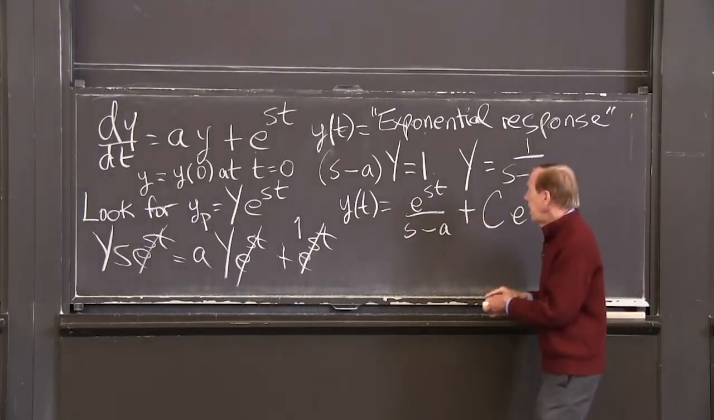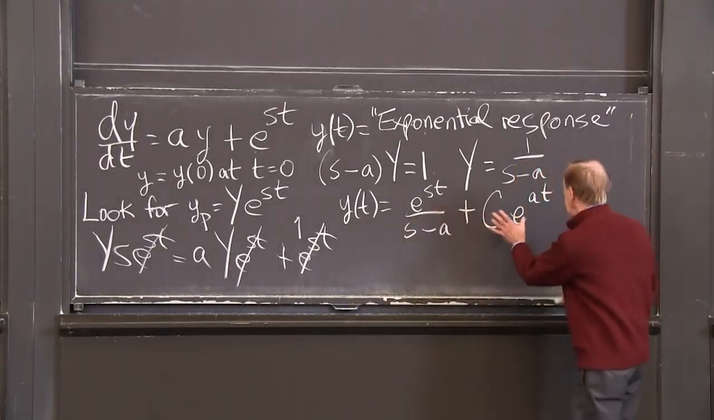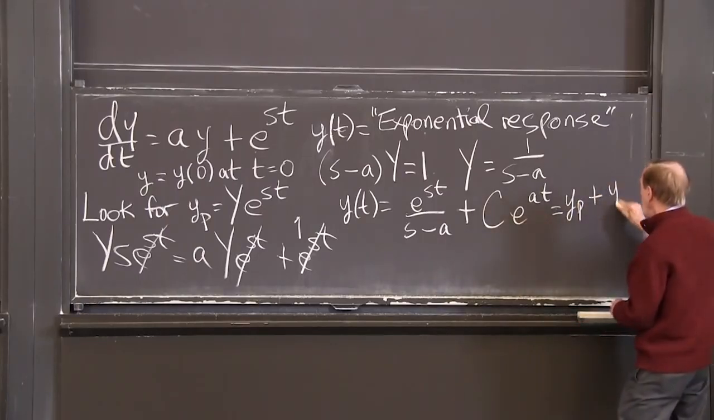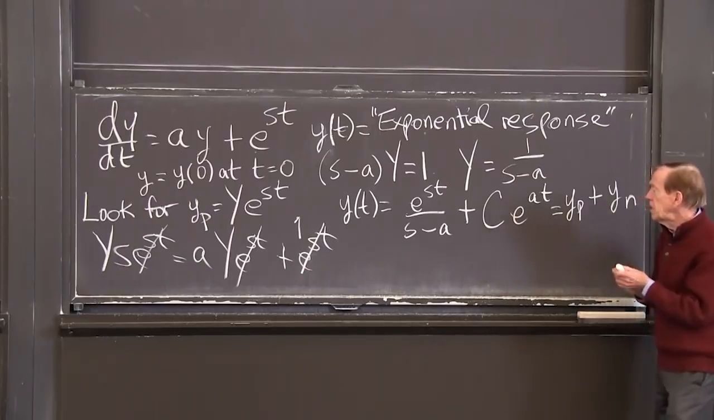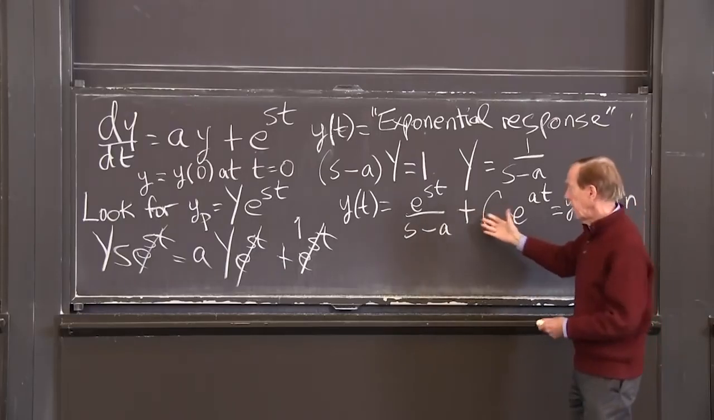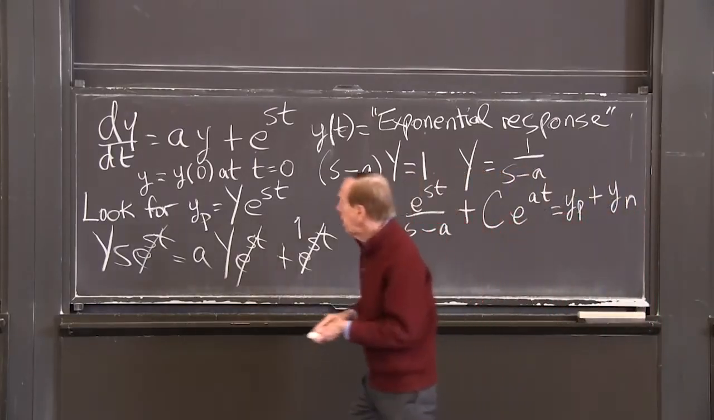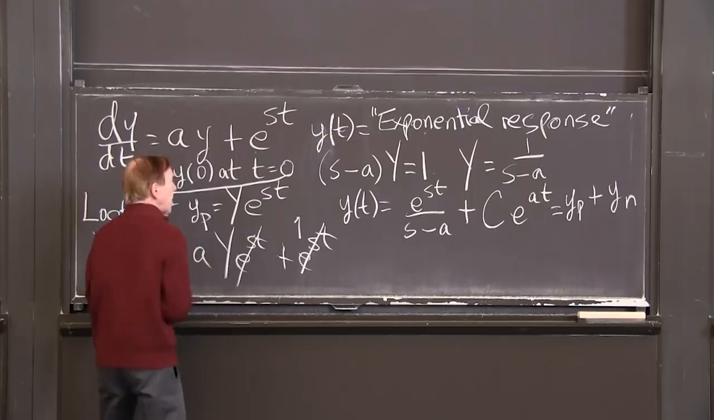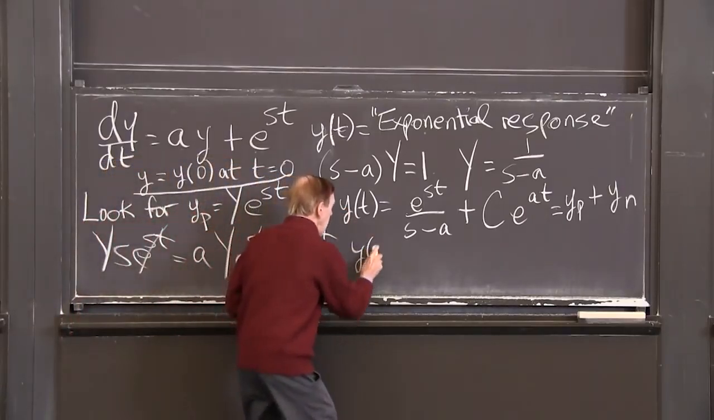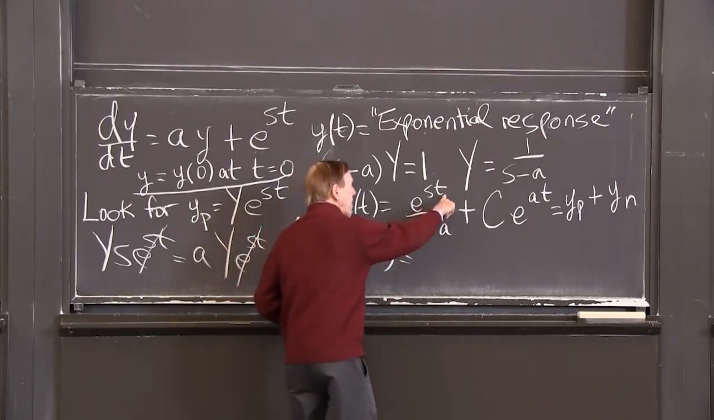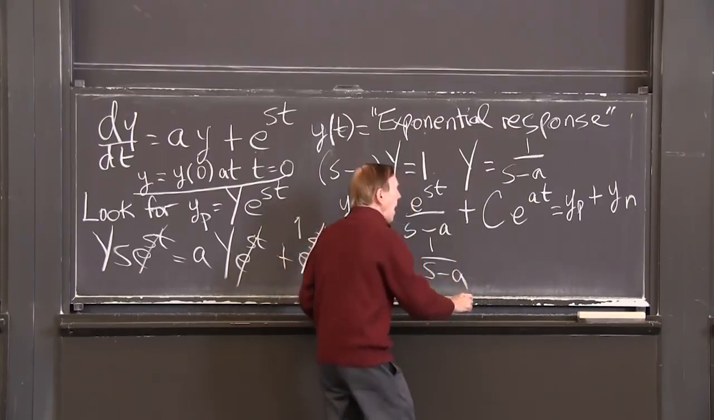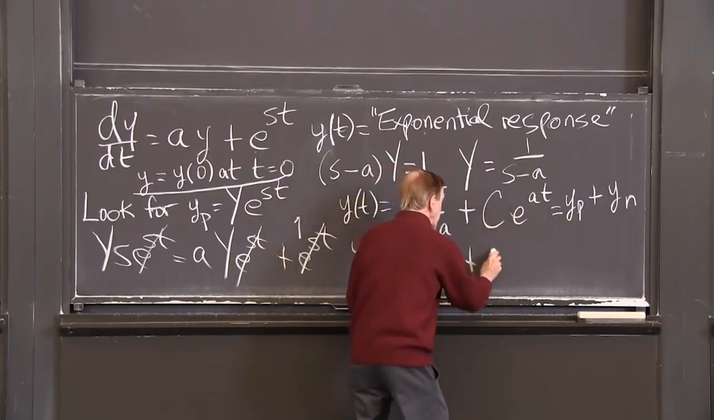This is y particular, and this is y null or y homogeneous. So that's the general solution. The complete solution has that form. And now I can match y equal y of 0 at t equals 0. I put in t equals 0. I get y of 0 equals, when t equals 0, this is 1, so 1 over s minus a. And when t is 0, this is 1, so plus C.